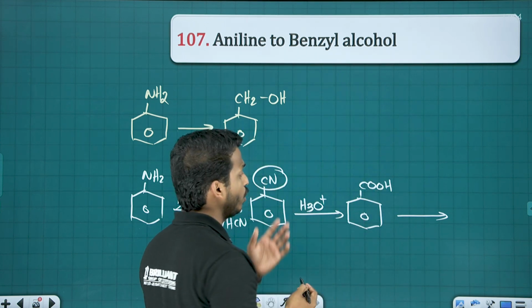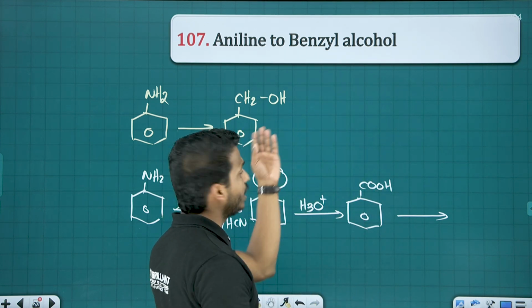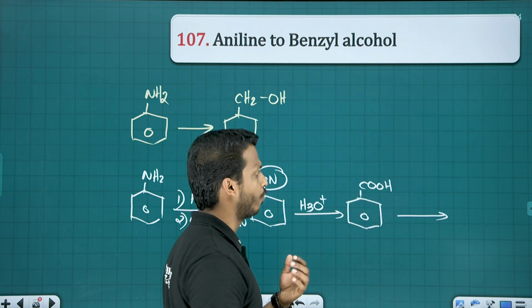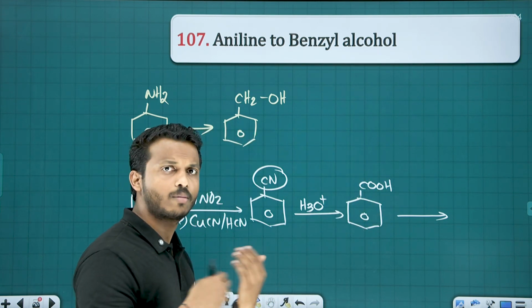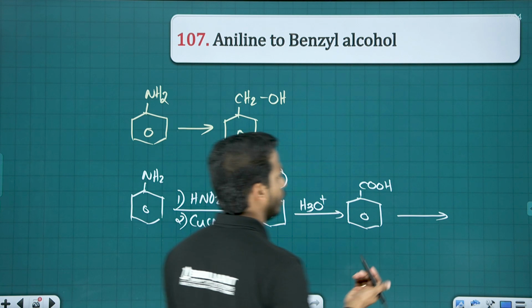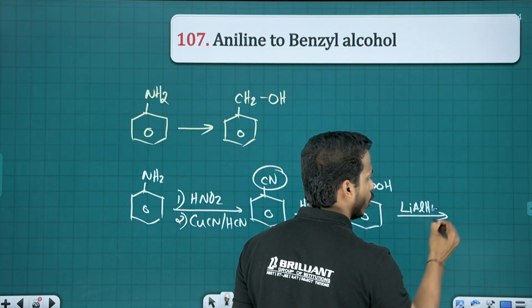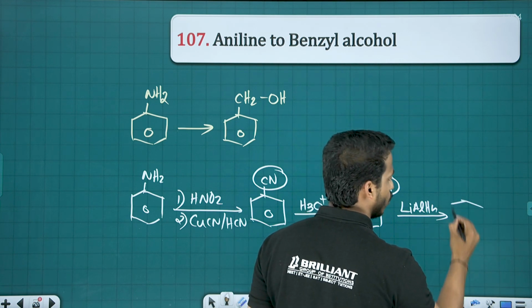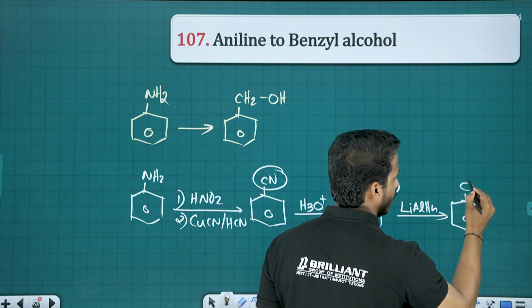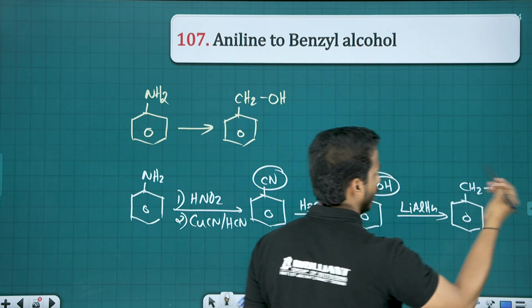So what do you need? You have COOH, right? CH2OH, you can use LiAlH4. Or if you want any other method, that is also possible. Many methods are there. So we can use which one? LiAlH4 followed by hydrolysis. Acid becomes what? Acid becomes alcohol.